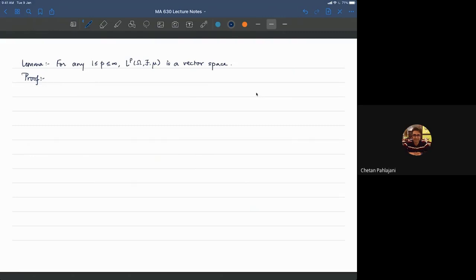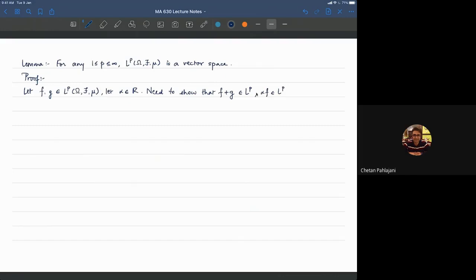Okay, so proof. Let f, g be in L^p(Ω, F, μ). Let α be in R. So what do we need to do? We need to show that f plus g is in L^p and αf is in L^p. If we do these two things, then we have shown that L^p(Ω, F, μ) is indeed a vector space.